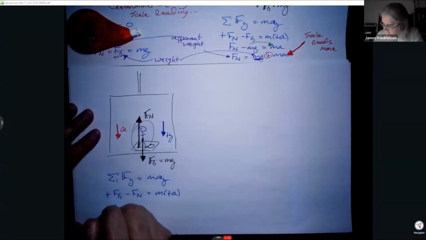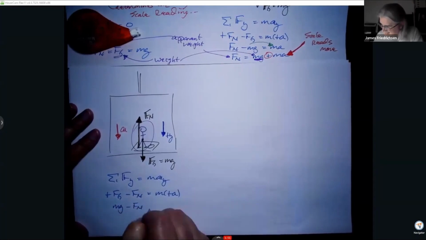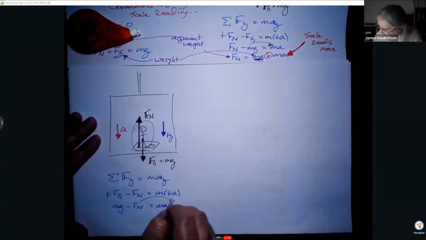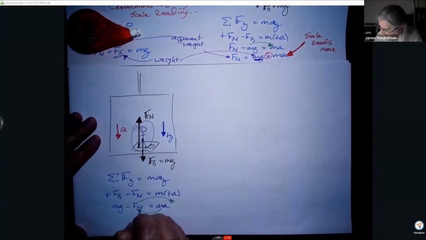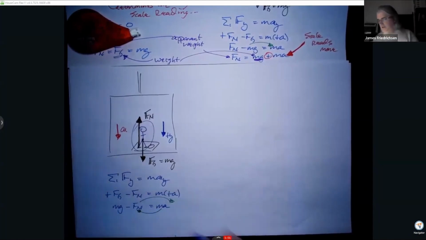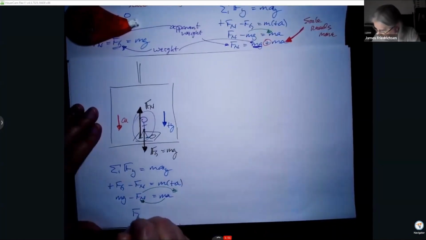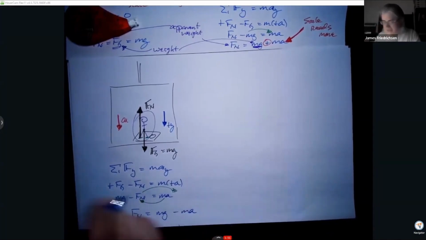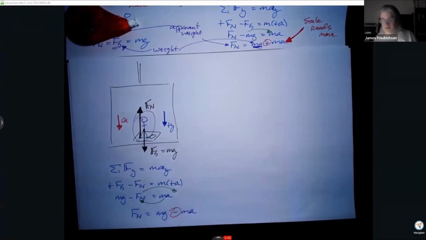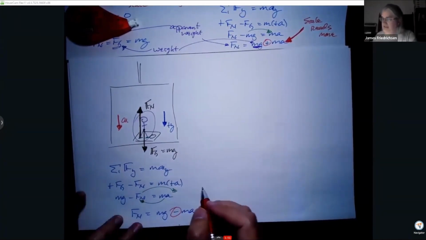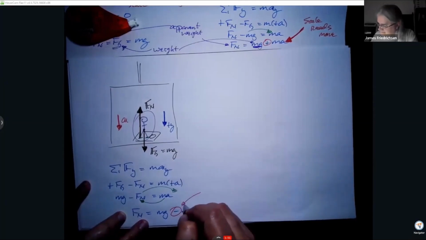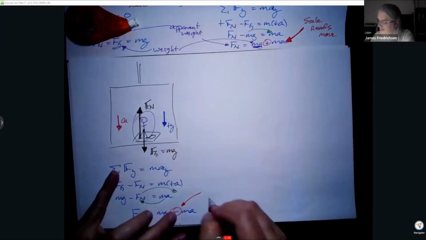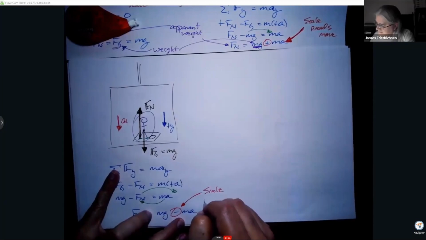We put in our values, then this is mg minus the normal equals ma. Move this to that side, move this to that side. Flip the whole equation because, you know, I'm annoying like that. The magnitude of the normal is mg minus ma. And so what we see with this minus sign is that the scale we're standing on in the elevator, as we accelerate down, reads less.